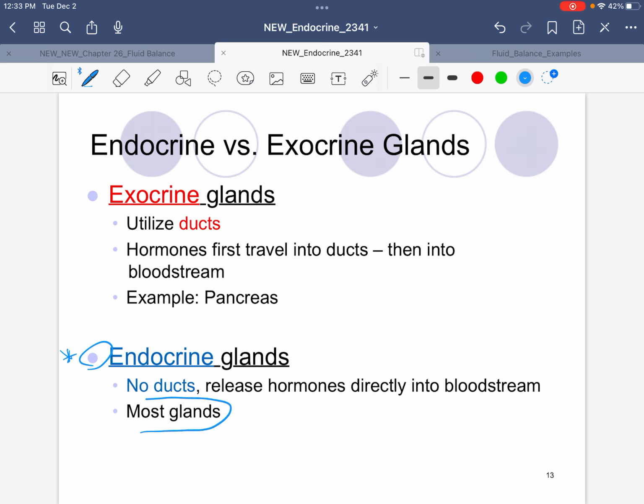Most of our glands are endocrine. When we say endocrine, it releases hormones directly into the bloodstream. We do have an example of an exocrine gland, which is the pancreas. An exocrine gland utilizes ducts, which we already talked about in the digestive system. So instead of hormones being released directly into the bloodstream, they go into a duct first, which eventually leads to the bloodstream.